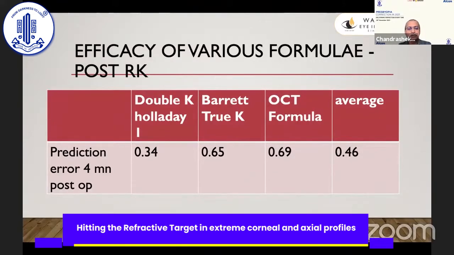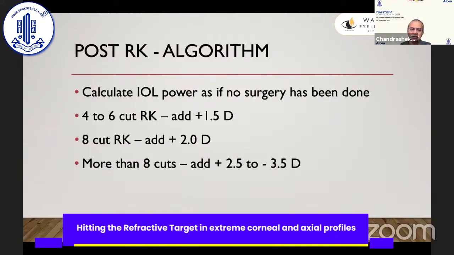Now, post-RK, the various formulae show that they are very tight in prediction, but in reality this is not the case. It really goes haywire. So sometimes you have to go back to basics, that means using an algorithm: calculate the IOL power as if it is a virgin eye. For a 4 to 6 cut RK, you add 1.5 to the IOL power. For an 8 cut RK, you add 2. And for more than 8 cuts, you add more.